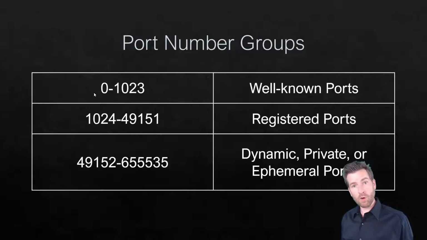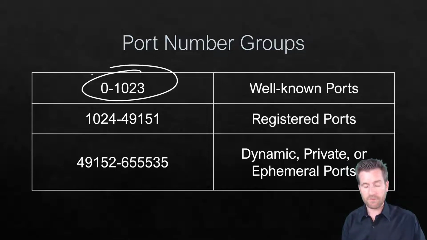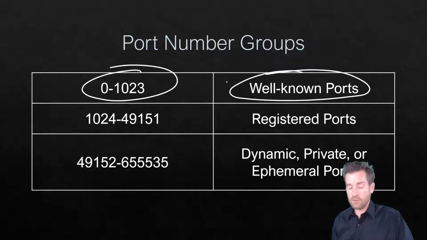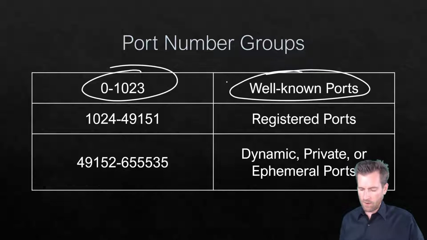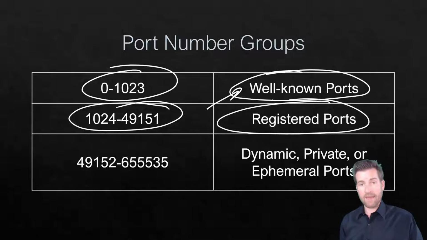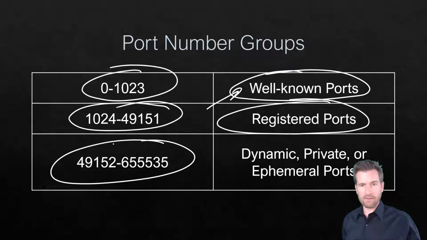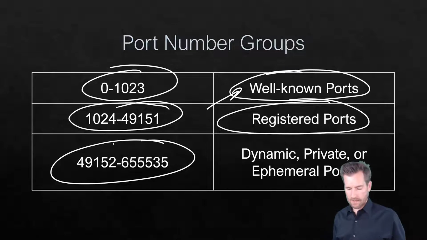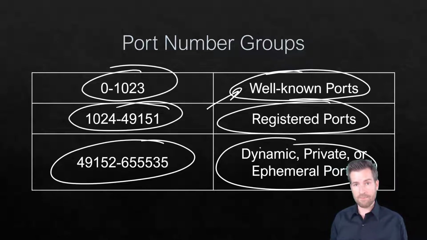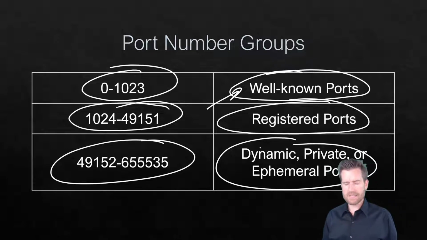So here are some port numbers and how they're grouped up. In this first example, the first 1024 ports are associated with well-known ports. And then the second grouping of numbers are registered ports. And then the third one are dynamic or private or ephemeral ports, ports that you can be assigned anywhere. This is all set up, and the Internet Assigned Numbers Authority is the one that manages all of this.